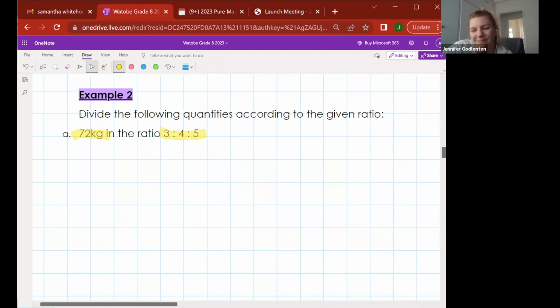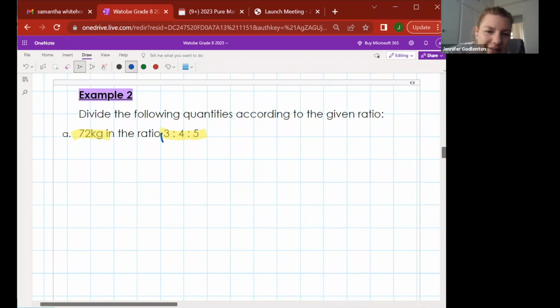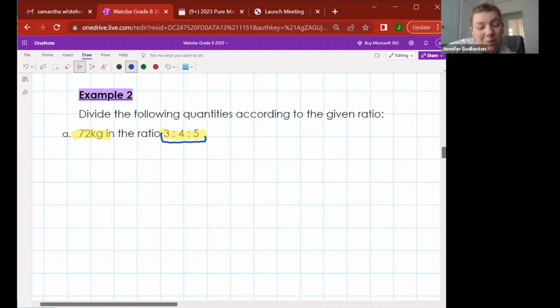So when we have to divide a quantity by a ratio, the first thing that we want to do is have a look at these numbers over here and add them up. So we want to get a total. So we want to say 3 plus 4 plus 5, and see what that's equal to. In this case, that's going to be equal to 12. Yes, Siyabonga, exactly.